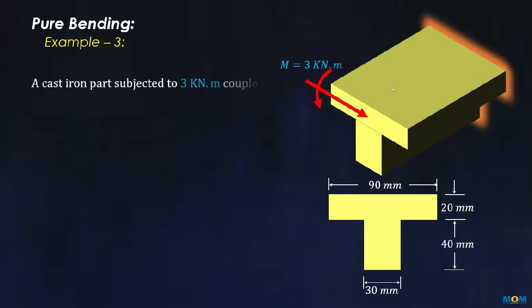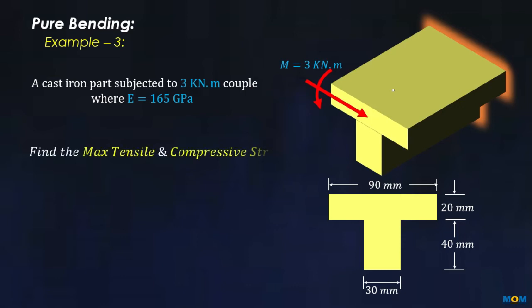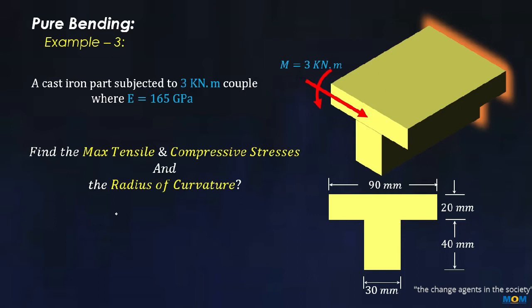Further, this is made up of cast iron which is having Young's modulus of 165 gigapascal, and we have to calculate the maximum tensile stress and maximum compressive stress because of this bending moment, and also the radius of curvature. To calculate the maximum tensile stress and compressive stress, we would be using the flexural formula, that is sigma is equal to Mc upon I.